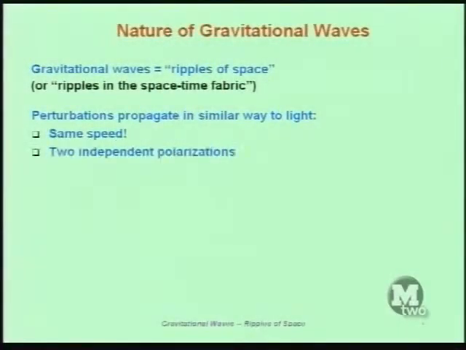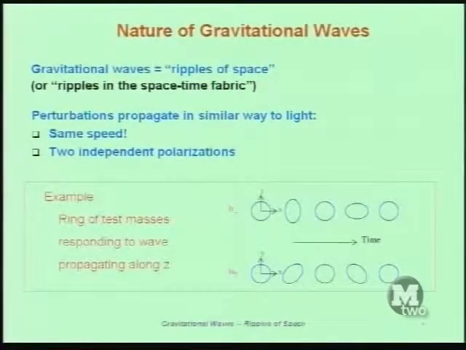These perturbations propagate in a way that's very similar to light. They travel at the same speed, at least we think they do, and they have two independent polarizations, just like we have for electromagnetic waves that make up light. And let me just remind you of the example I showed you last time.